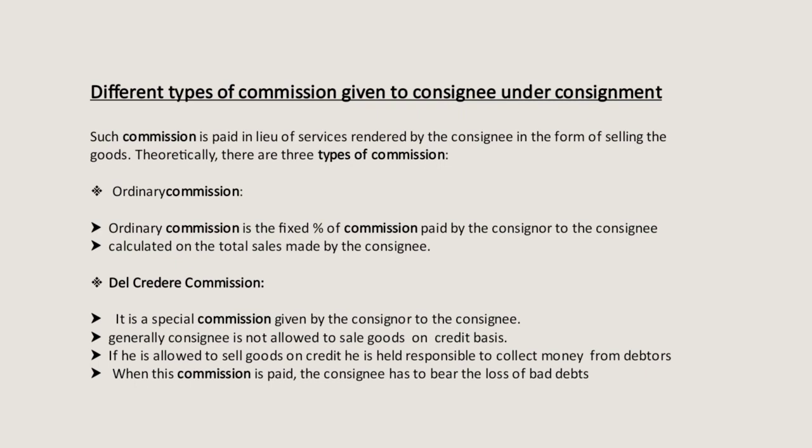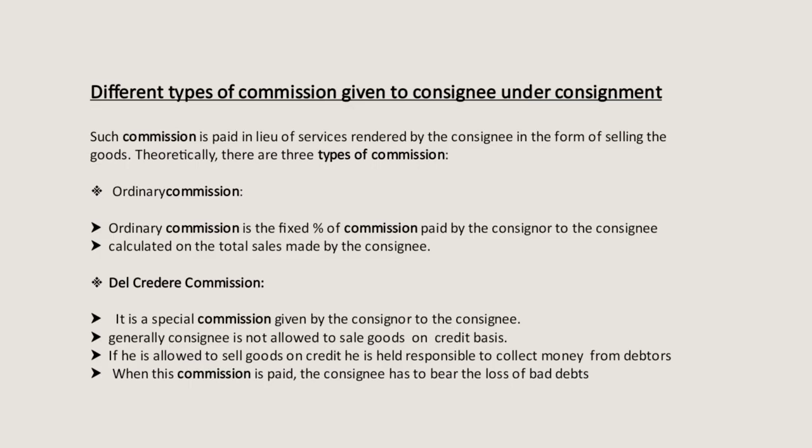First one is ordinary commission. Now, what is this ordinary commission? Ordinary commission is the fixed rate of commission paid by the consigner to the consignee. That is, it is calculated on the total sale made by the consignee.